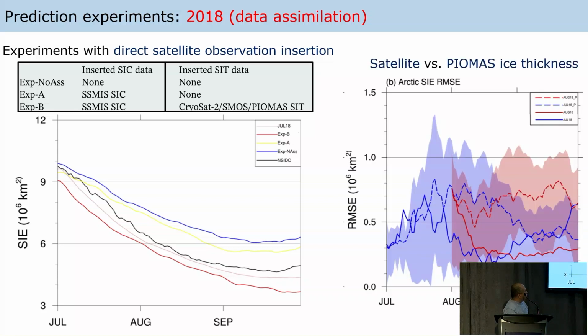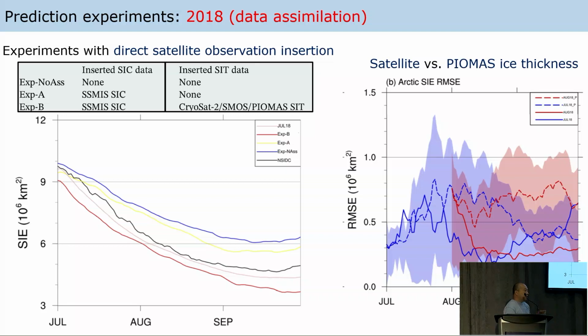We also compare the difference between assimilating satellite ice thickness and assimilating PIOMAS ice thickness in our modeling system. This is the RMSE relative to the observation. The solid line is our prediction assimilating satellite ice thickness, and the dashed line is assimilating PIOMAS ice thickness. You can see they have a comparable and small RMSE at the beginning, but after that, assimilating PIOMAS ice thickness has a much larger RMSE compared to assimilating satellite ice thickness.